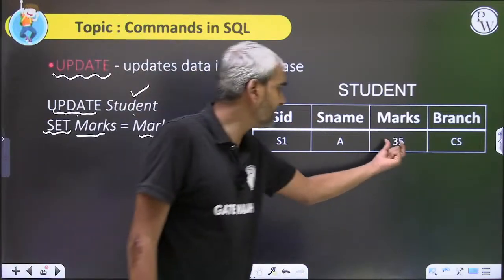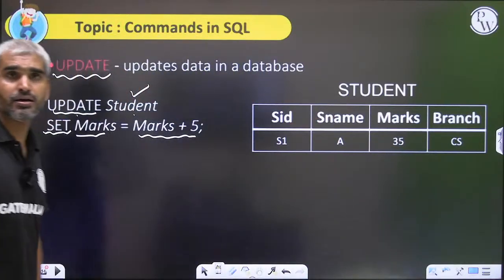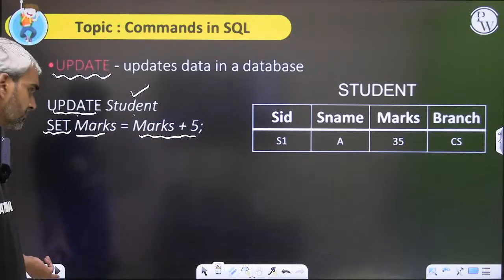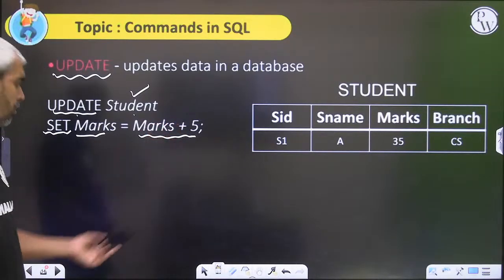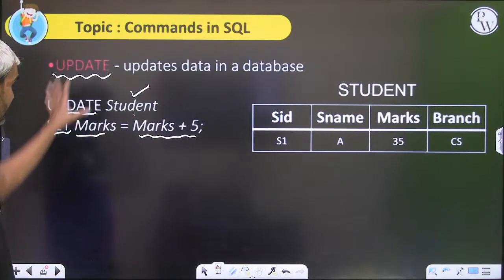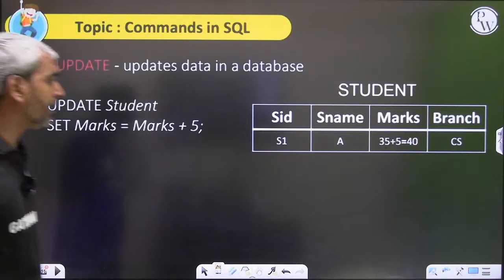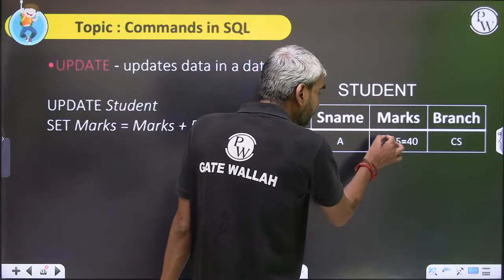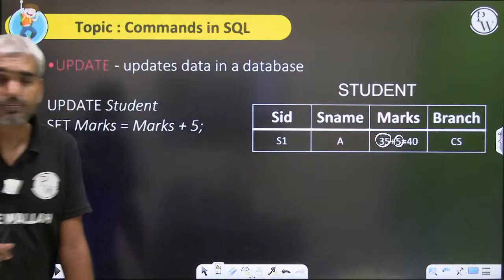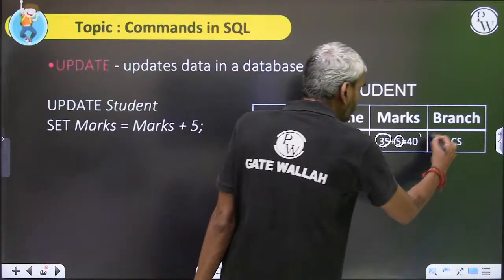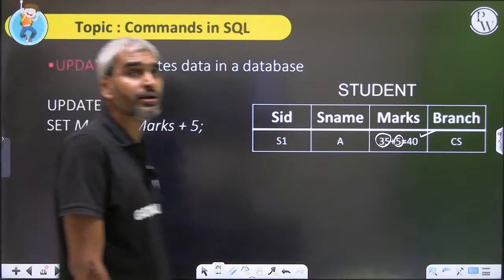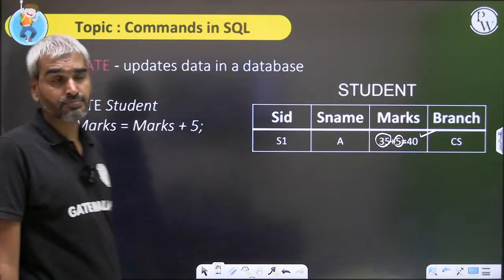Currently here we have 35 marks. If you want to add 5 to all the marks, then you will simply say marks equals marks plus 5. As a result of this query, 5 will be added to the existing marks of each tuple, and the resultant value will become the new value in that particular tuple. Okay, sir.